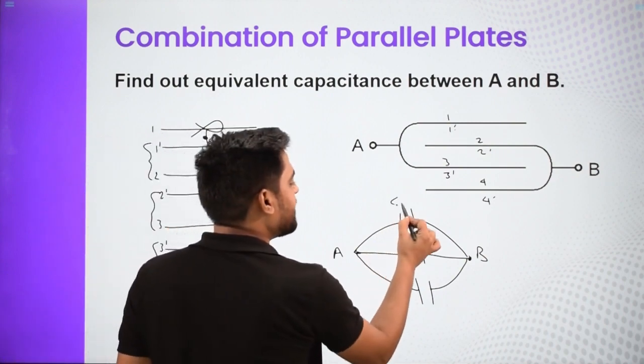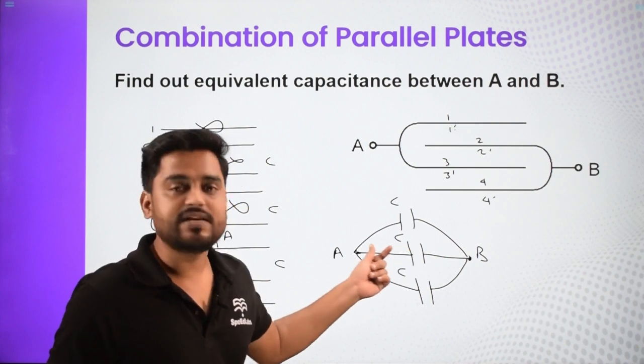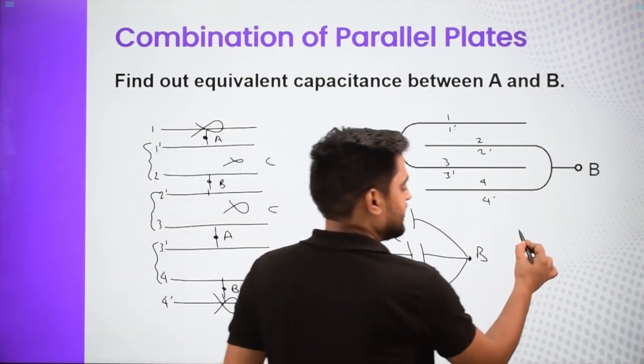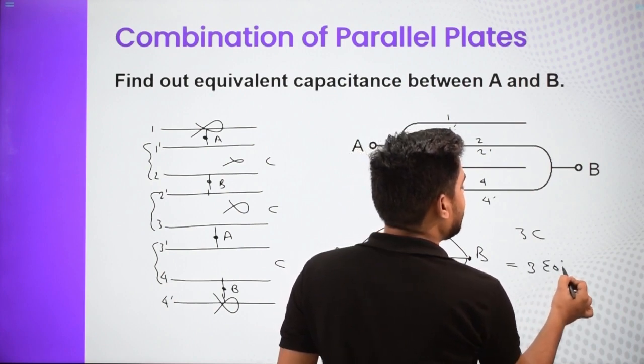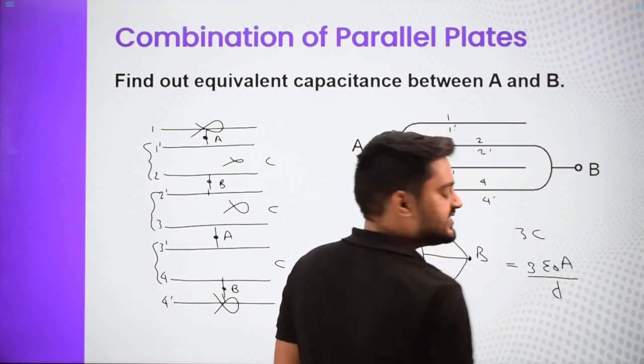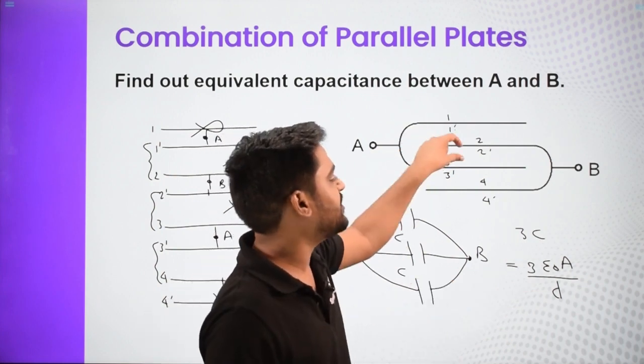And now we have 3 capacitors, all in parallel. So total capacitance is how much? C plus C plus C. So that is 3C. And what is your C? C is epsilon naught A by D, where epsilon naught is the permittivity, A is the area of each of these plates and D is the separation between them.